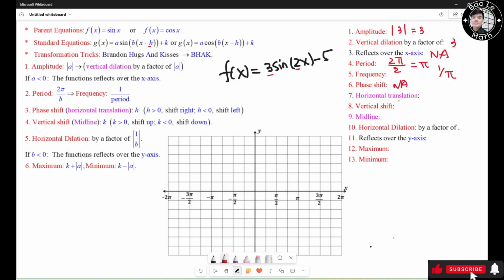Now, horizontal translation, because there is no phase shift, so no horizontal translation, right? So not available. Now, vertical shift is going to be negative 5 right here, so it means move down 5 units, right? Now, the midline, y equals negative 5. Keep that in mind, you must have y equals negative 5, right?